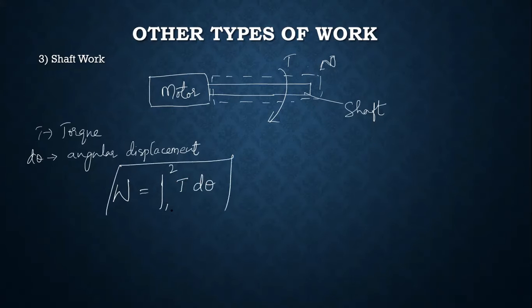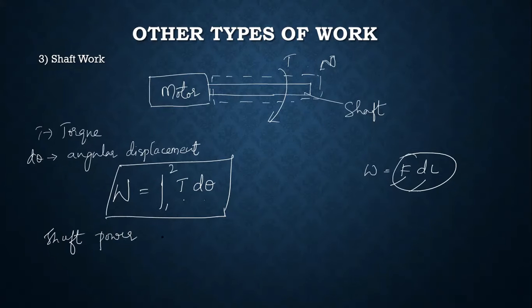Very important expression. We write W is equal to F into dl, as in the stretching of a wire, W is equal to F into dl. Instead of linear force we have a rotational force, and with linear displacement we have an angular displacement. This is shaft work. And shaft power can also be calculated, which will be very helpful in your problems.